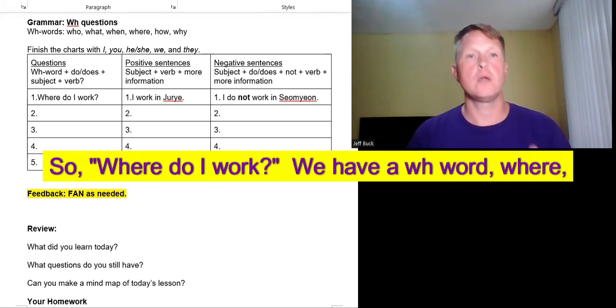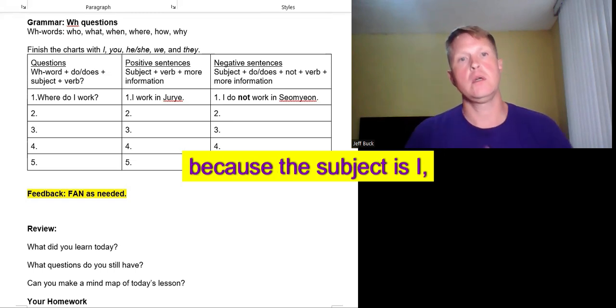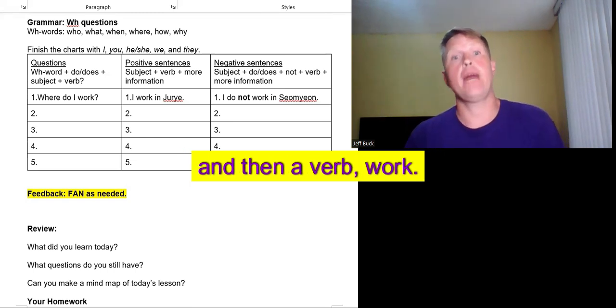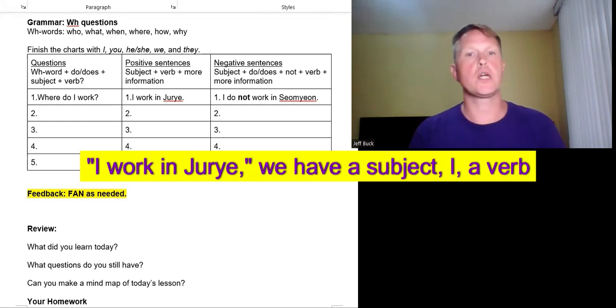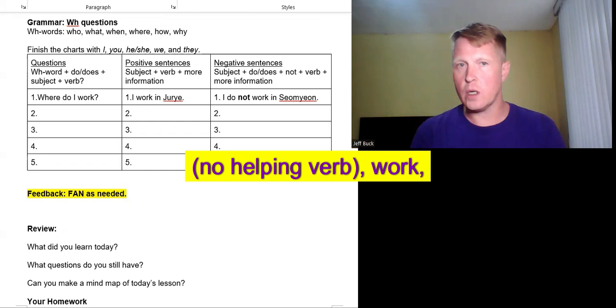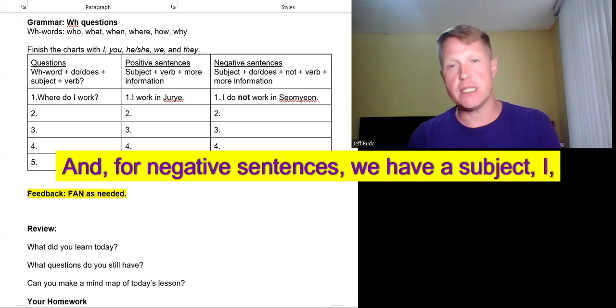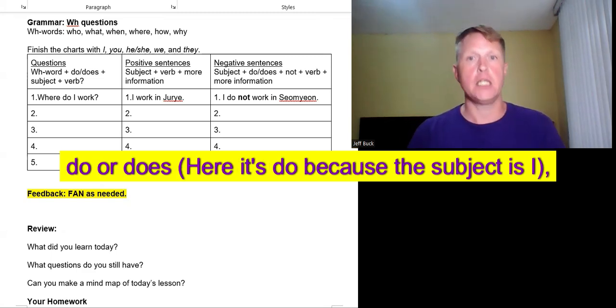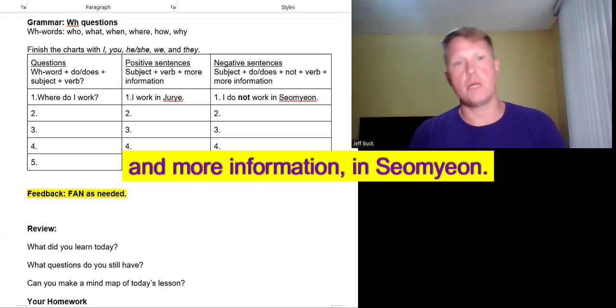So where do I work? We have our WH word, where, the helping verb do, because the subject is I, and then a verb, work. And for positive sentences, in Jure, we have a subject, I, a verb, no helping verb, work, and more information, in Jure. And for negative sentences, we have a subject, I, do or does, here it's do because the subject is I, the negative, not, a verb, still work, and more information, in Samya.